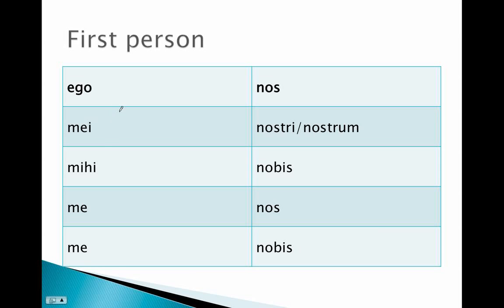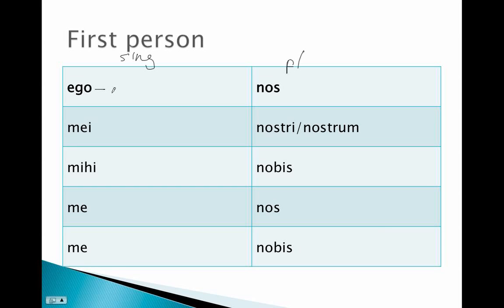So the first person pronouns, we've got the singular in the first column and the plural in the second. And the singulars are ego, mei, mihi, me, me. Nominative, genitive, dative, accusative, ablative.